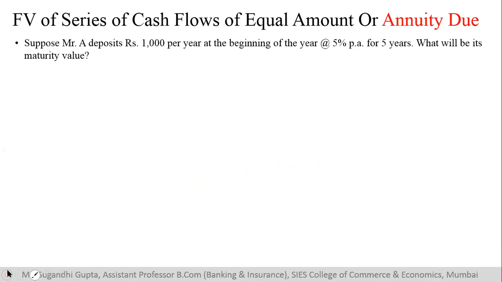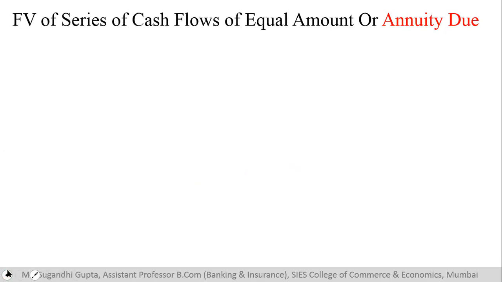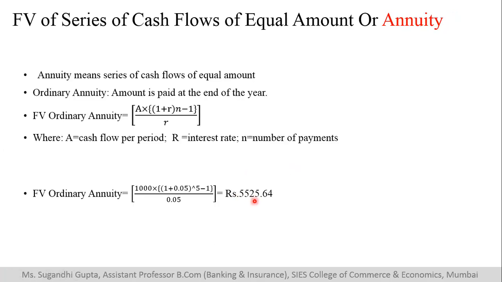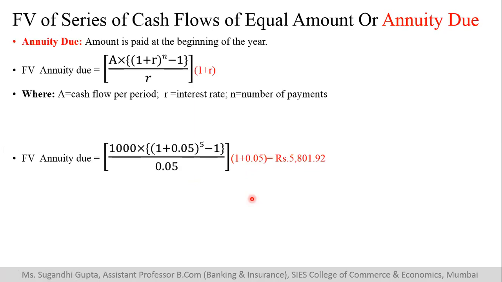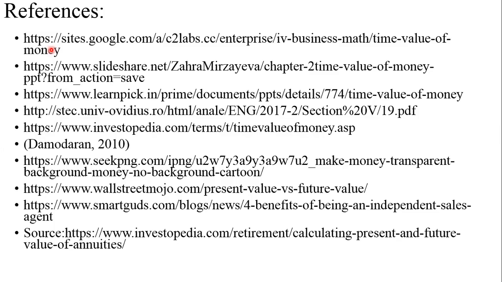Now, if you see, because the compounding has been done one extra time, here the return is 5,025, whereas the return in this case is 5,801, which is much higher. So this is about annuity due.